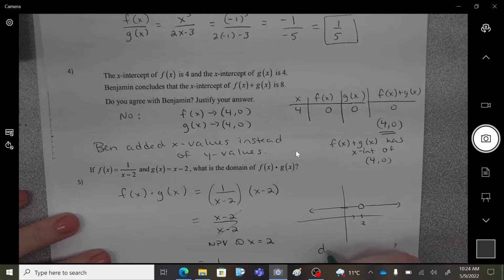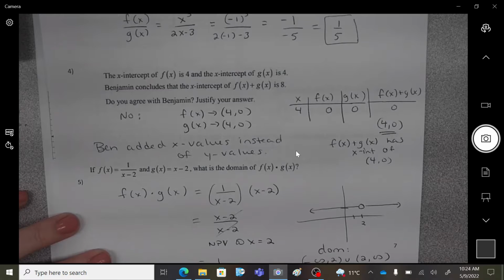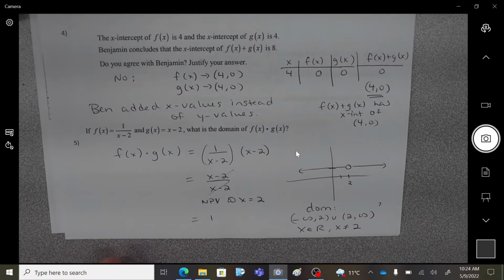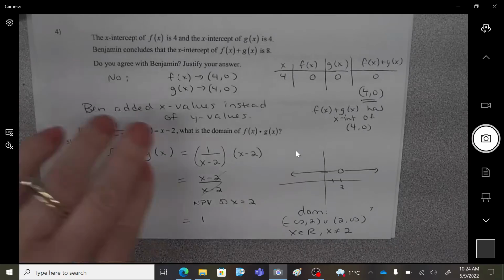So then the domain would be negative infinity to 2, and then I can start again 2 to infinity, or x can be any real number except for 2. You can write your form in either of those ways. Okay, number 6.